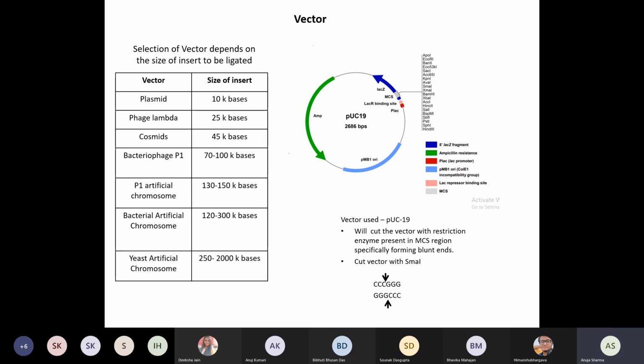The next step is to cut the vector as well as your genomic DNA with restriction enzymes, so that you can have a linearized vector and linearized fragments of your genomic DNA. When we used to do these experiments in the UG lab, we used the pUC19 vector, and we used to cut it using the SmaI enzyme to make a blunt-ended linear vector.